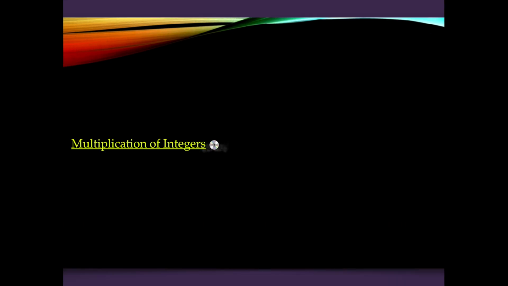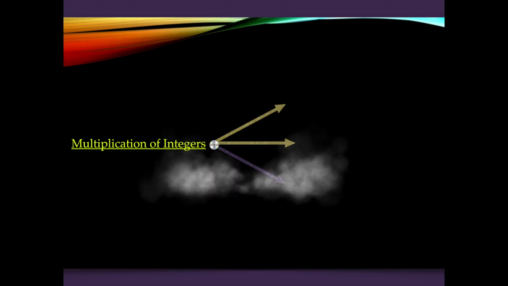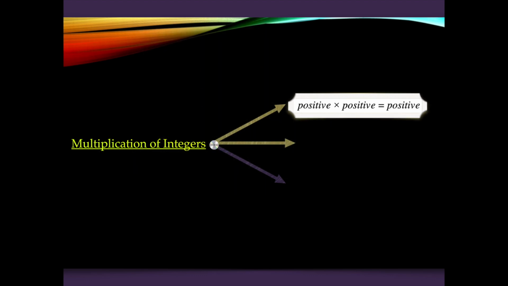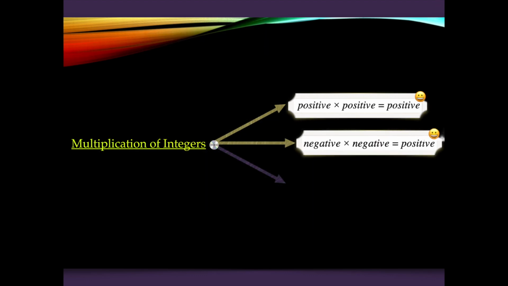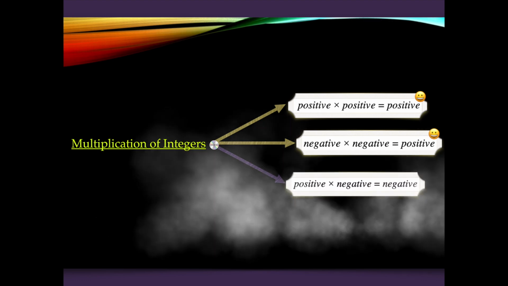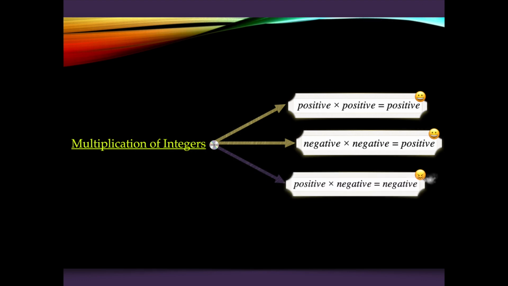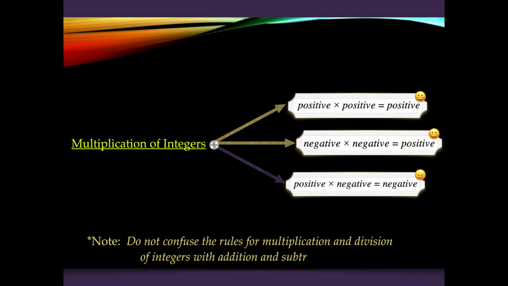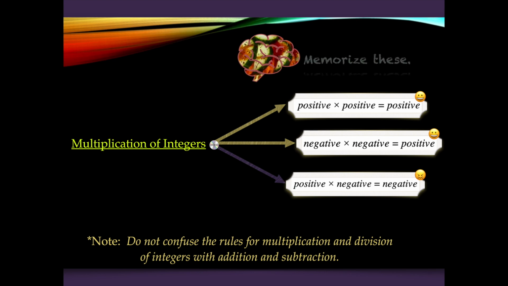So here are the rules for multiplication of integers. This is something you just need to memorize, and most of them are logical. Positive times positive is always positive. Negative times negative is also positive. But when you have one of each, positive times negative, you get a negative answer every time. Please do not confuse the rules for multiplication and division of integers with addition and subtraction. And just get that memorized.